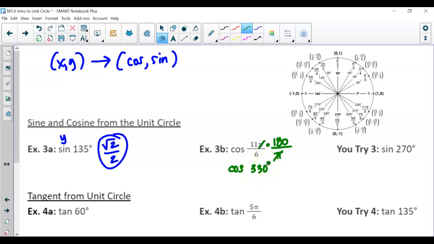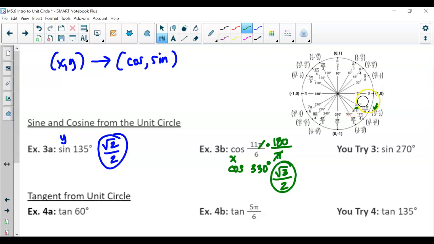330 degrees. So now cosine is the x coordinate. So we're going to find the x coordinate of 330. So here's 330. What is the x coordinate? Radical 3 over 2. That is cosine of 330 degrees. So go on and pause the video and try the U-try on your own.